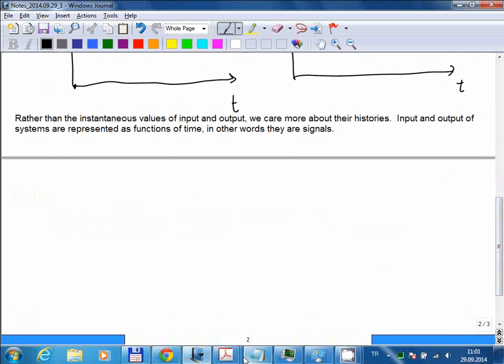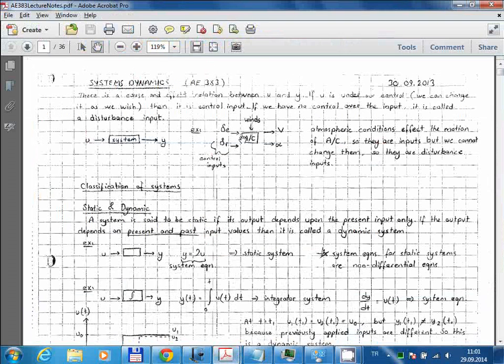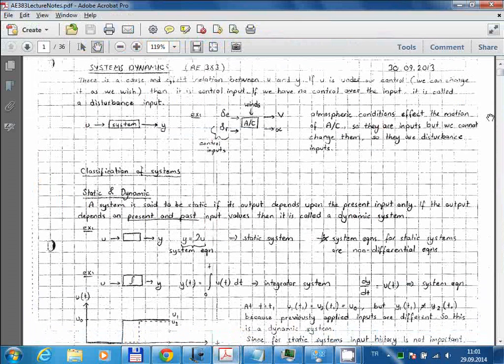Okay, now let me go back. Today I would like to talk about classifications of systems. Even though in this class we will be considering a particular class of systems only, at the beginning I think it's useful for you to know the general types of systems. So let's start with that topic, classification of systems.